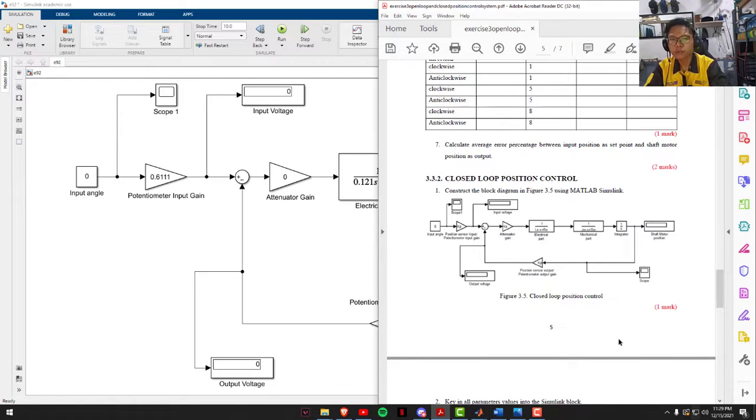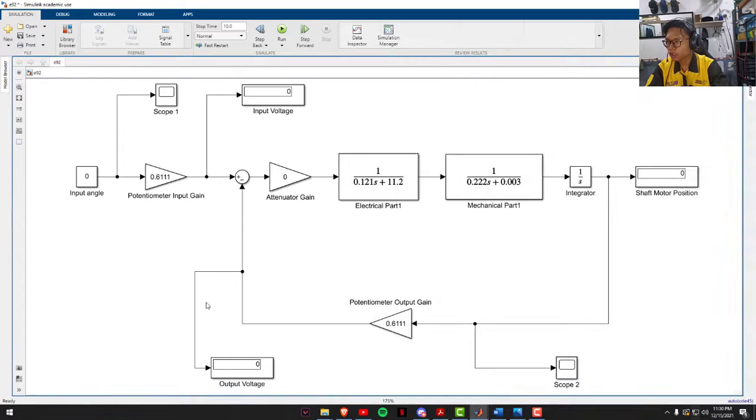Today I will explain activity 2, which is the closed loop position control. As you can see here, we have to construct the block diagram in figure 3.5 using MATLAB Simulink. Here is the block diagram. I will explain in detail the block parameters that we use in MATLAB Simulink. This is the block diagram that we constructed in MATLAB Simulink.